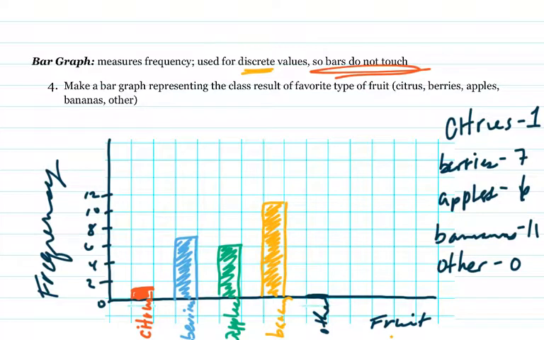So I will put other there, even though there were 0 values, and I might darken the bar on 0, just showing that there was nothing there. So there we go. This is a bar graph that's representing the data from a survey.